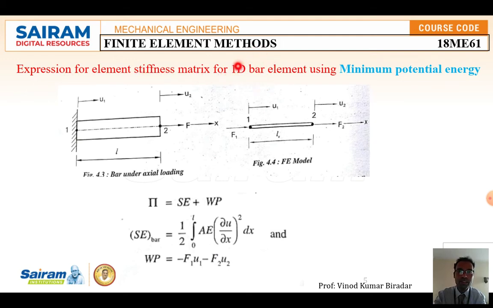They may ask you for the expression for the element stiffness matrix for a 1D bar element, not a truss element. I am talking about the 1D bar element, a one dimensional element problem only. They are asking you to derive the stiffness matrix for the 1D bar using the minimum potential energy method.